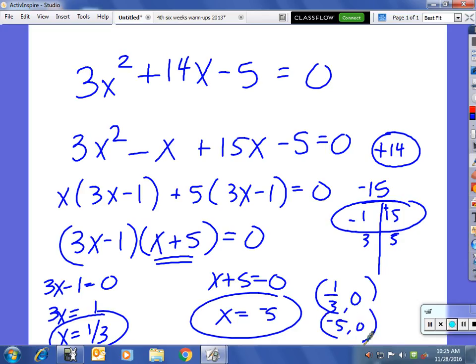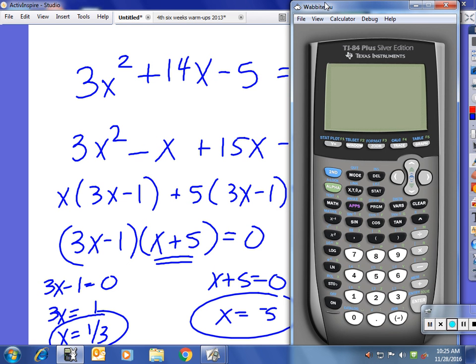And if you had a calculator, what could you do? Look at it, go to y equals and look at it and see if that looks even reasonable. Y equals 3x squared plus 14x minus 5. Oops. Forgot to clear out the old stuff.